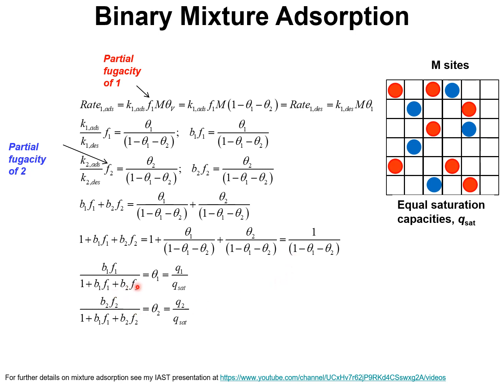Therefore, the fractional occupancy of component 1 is B1F1 divided by this term here. And the fractional occupancy of component 2 is B2F2 divided by this term, 1 plus B1F1 plus B2F2. We now have the expression to describe the fractional occupancies θ1 and θ2 of components 1 and 2.